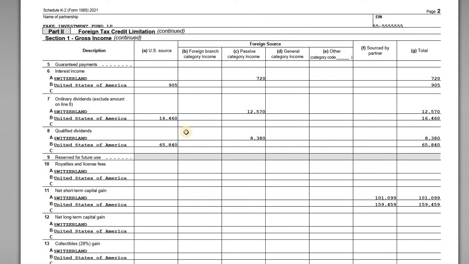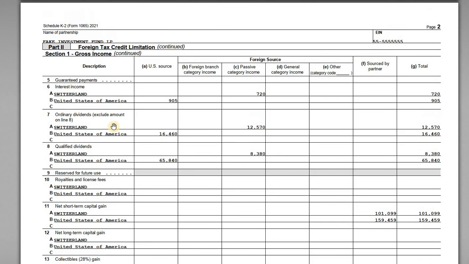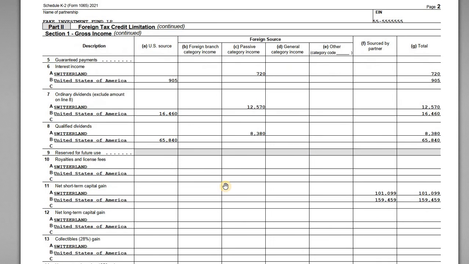So the financial statements, interest income from the U.S. was 905, interest income from Switzerland was 720, and so we've reported it accordingly here on line 6, right? Interest income from the U.S. on line B is $905. Interest income from Switzerland reported on line A. We scroll, it's not U.S. source, it's not foreign branch category income, it's passive category income, right? So we've got 720 there. All right, so that ticks off the first type of income.